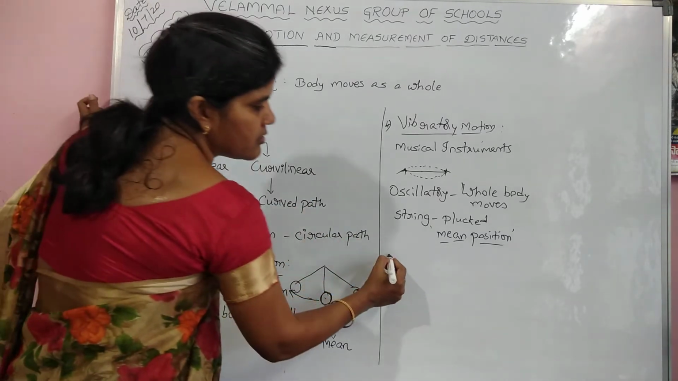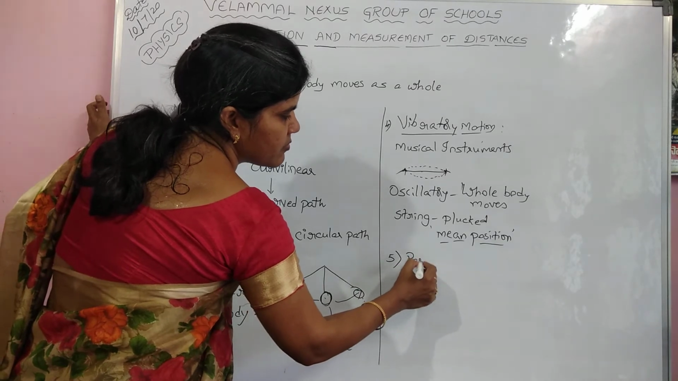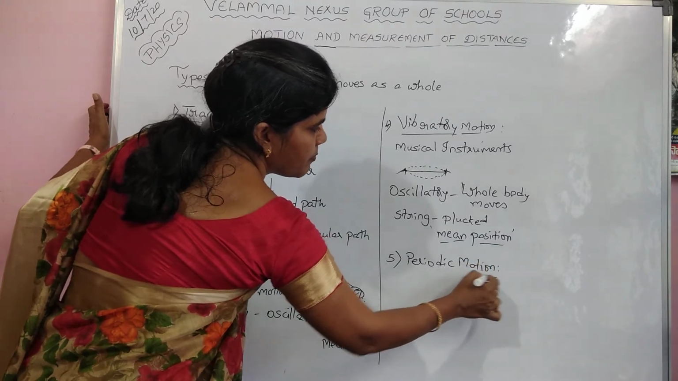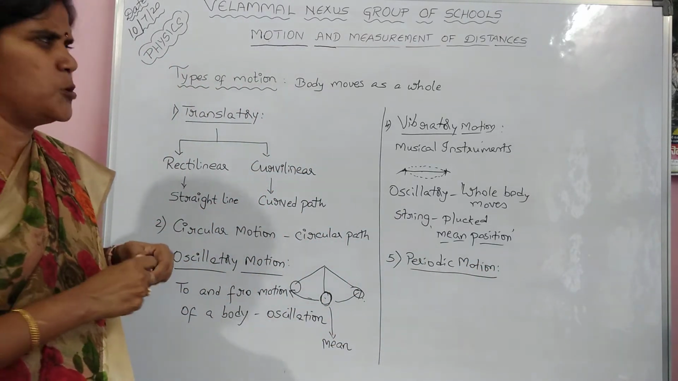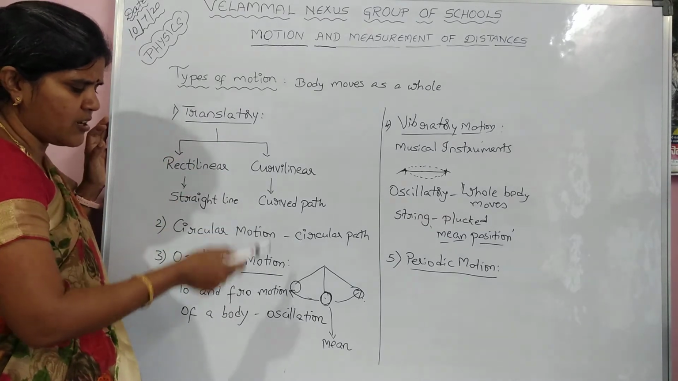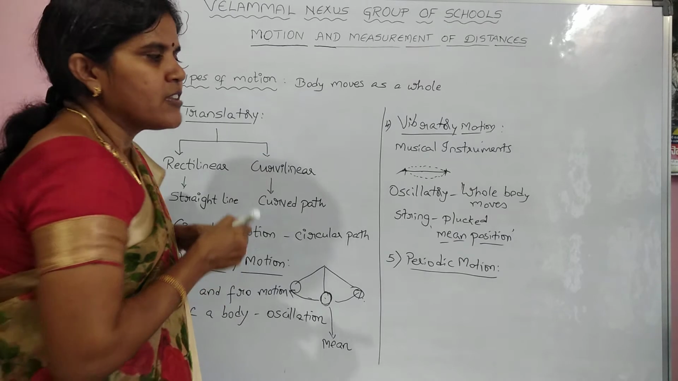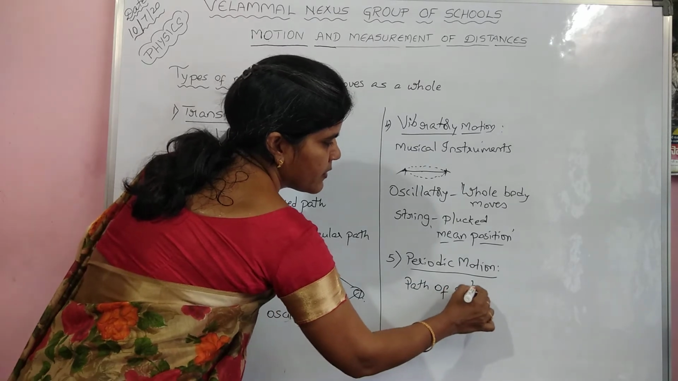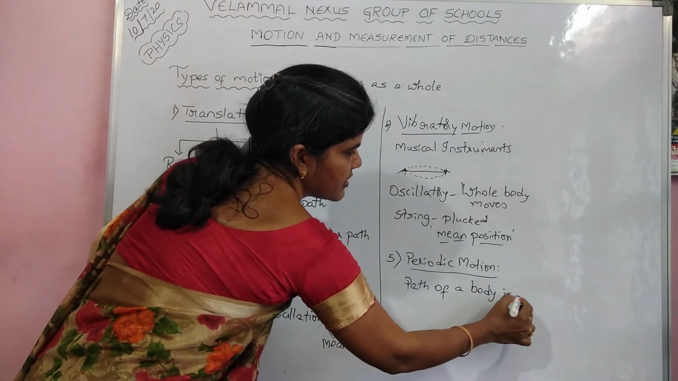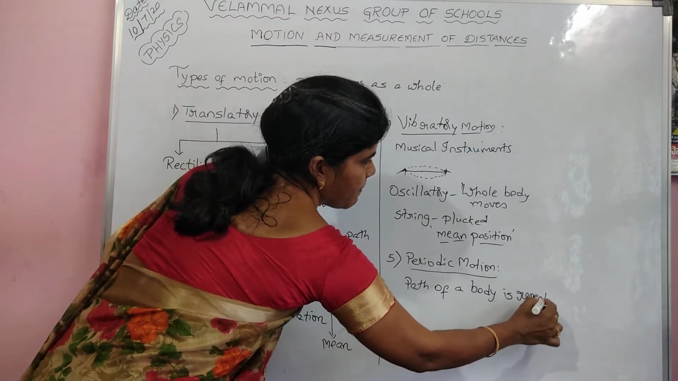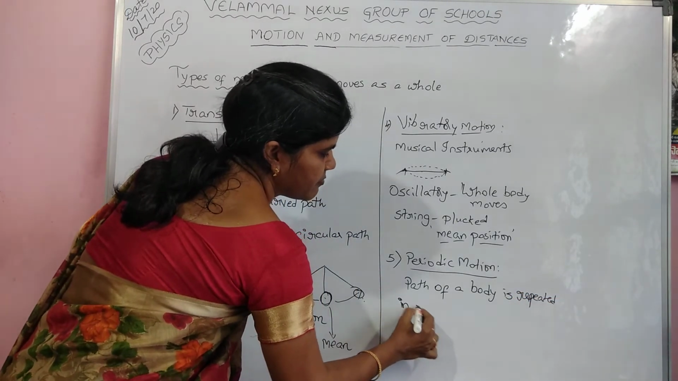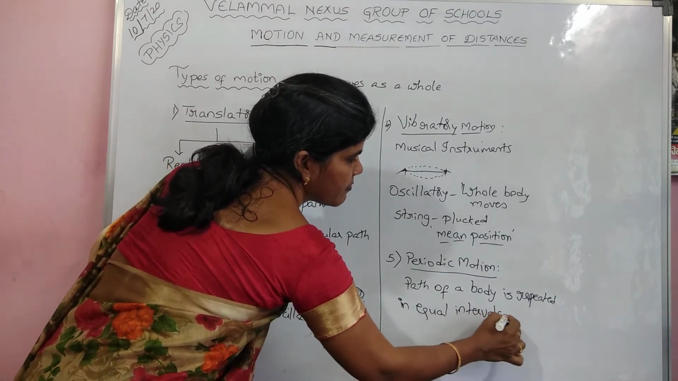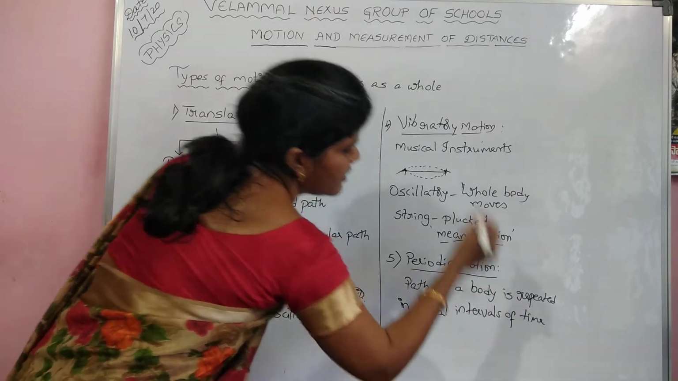Next point is periodic motion. What is periodic motion? Any kind of motion, it may be rectilinear, circular, oscillatory or vibratory. If the path of a body is repeated in equal intervals of time, then it is called periodic motion.